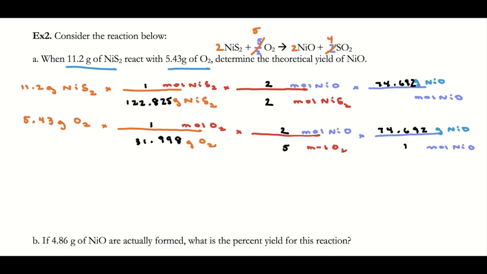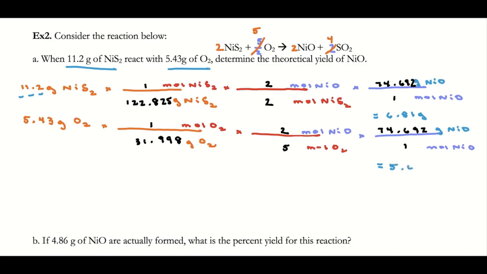Okay. So now I just have to actually plug this into my calculator. So 11.2 divided by 122.825 times 2 divided by 2 times 74.692. And I forgot to put a 1 right here. Sorry about that. And so the mass that I get, I want to have 3 sig figs for my final answer. So I get 6.81 grams of nickel oxide can be formed from the nickel sulfide that I'm given. For the oxygen, 5.43 divided by 31.998 times 2 divided by 5 times 74.692. I get 5.07 when I round to 3 sig figs.